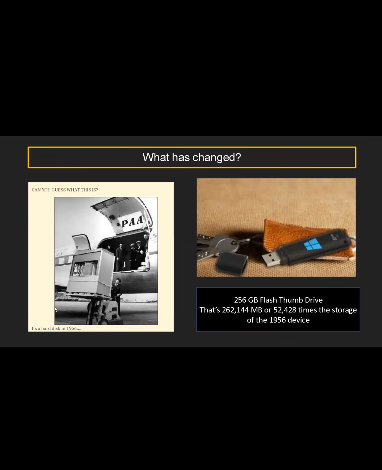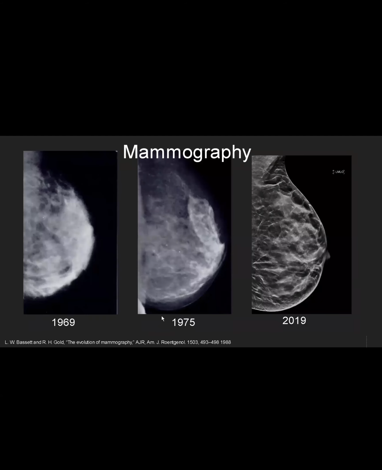So we'll go back in time and look at how things have changed. Here on the screen on the left is what a hard disk looked like in the late 1950s. And here in the present, there's the same amount, actually much more, 52,000 times more storage on this little thumb drive than there was in something that had to be lifted to get onto an airplane.